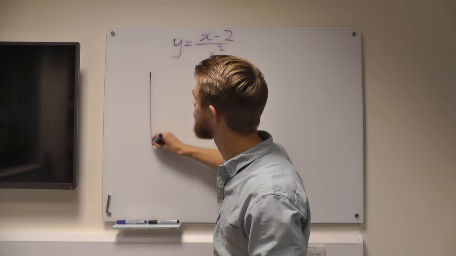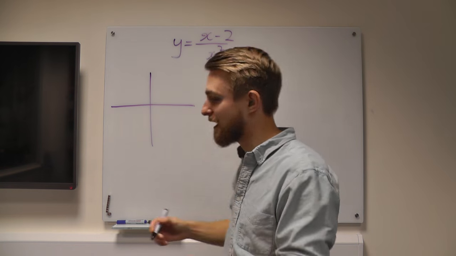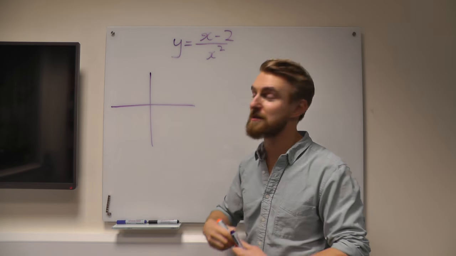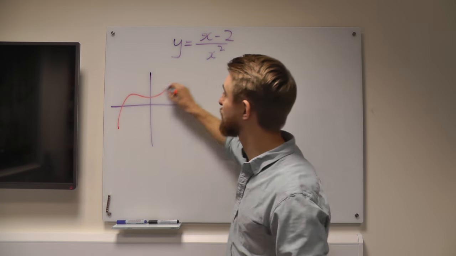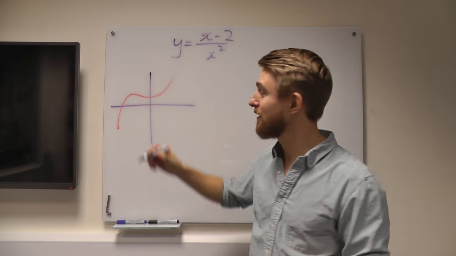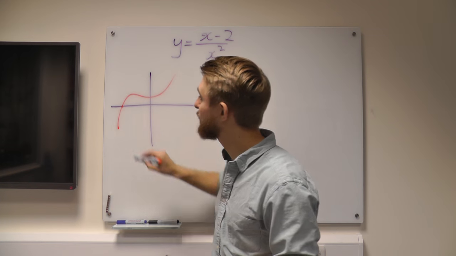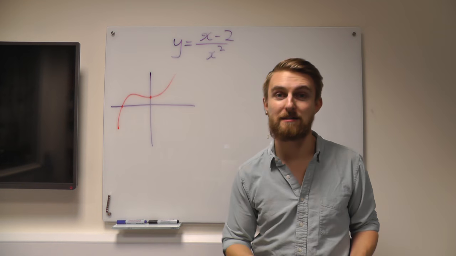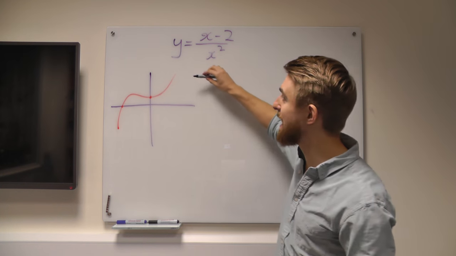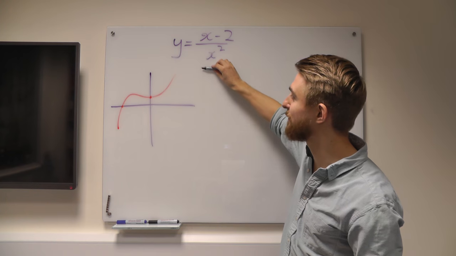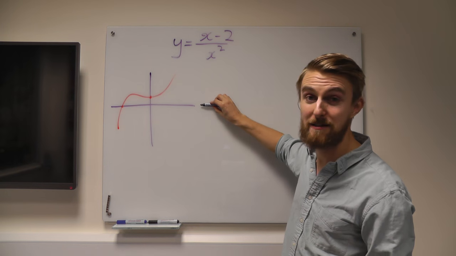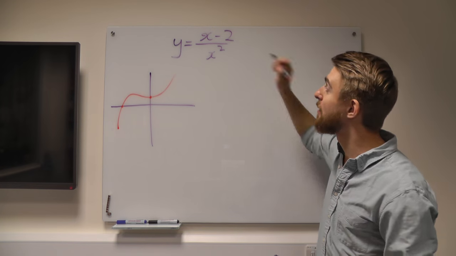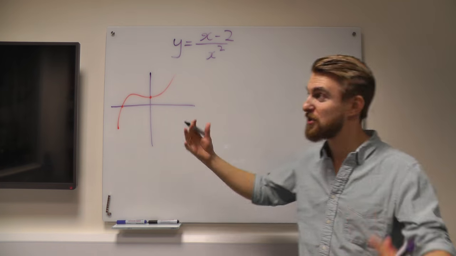So if we just draw some axes here, the first thing that we're going to look for are the intercepts. If our function looked like this, which it doesn't, this point here we'd call the x-intercept, and this point here the y-intercept. So clearly the x-intercept occurs when the value of y is 0. That's very easy to find from our function. We just set y to 0.